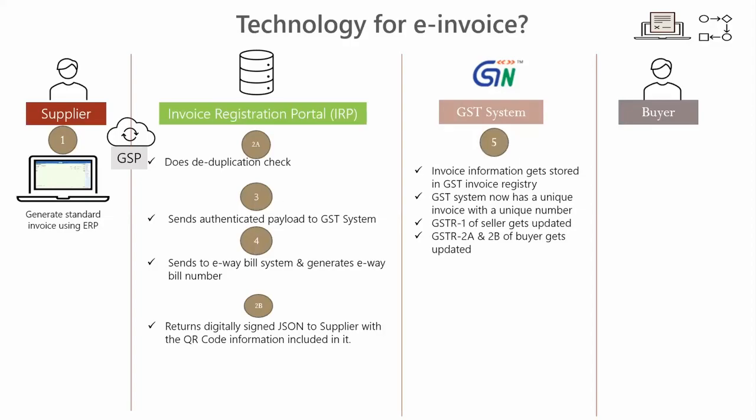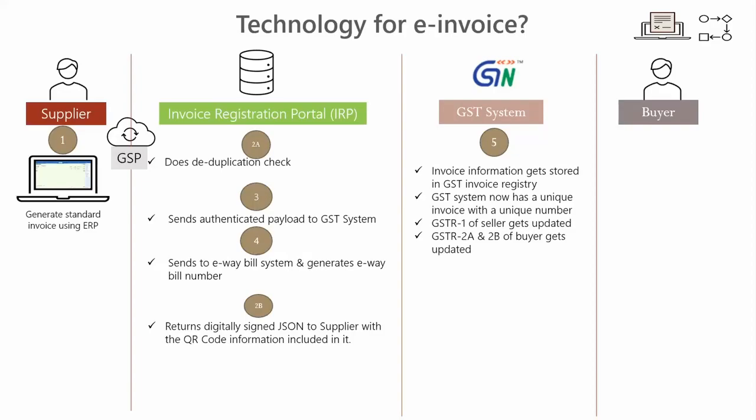GST system is storing the details. It is get your GSTR1, my GSTR1. If I have some of the goods, then my GSTR1 gets updated. When will it get updated? It gets updated after 2 days. What I have seen is that once I have generated an e-invoice, after 2 days, my GSTR1 would reflect that this is an e-invoice which I have raised.